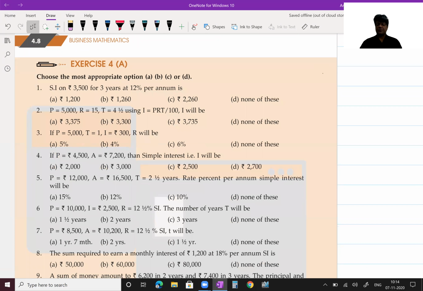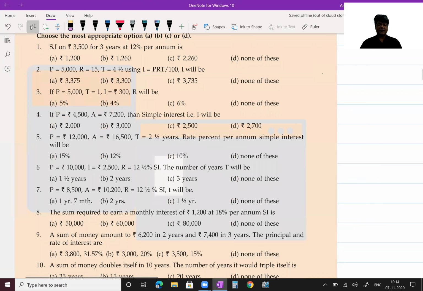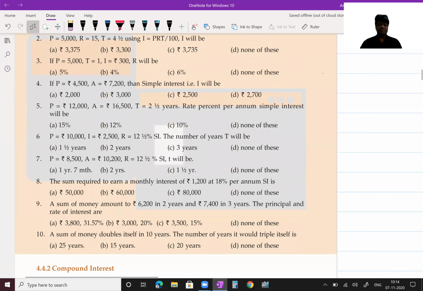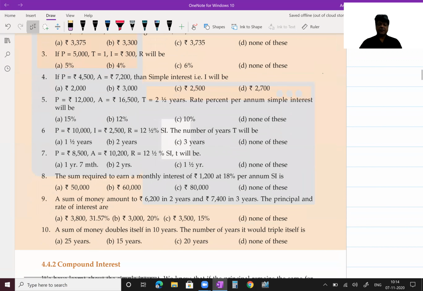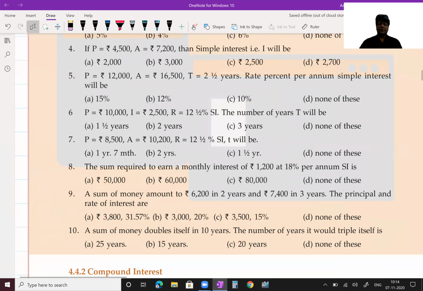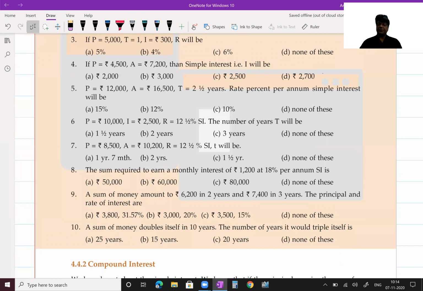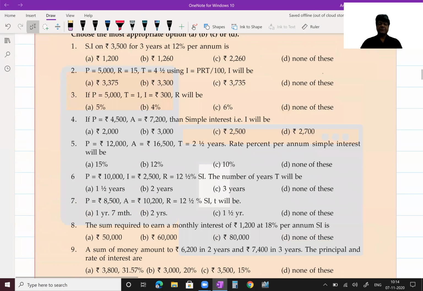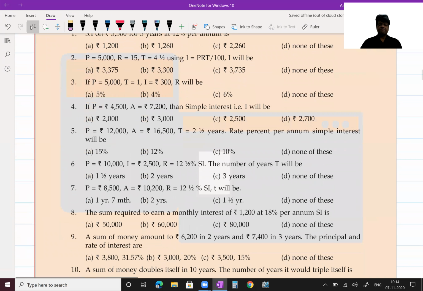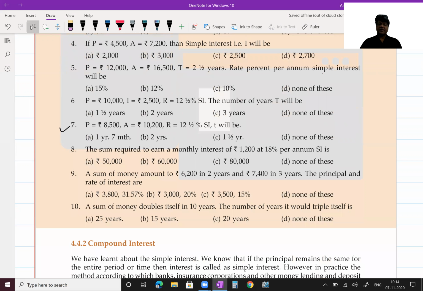Exercise for it, all these questions are based on simple interest, guys. Beginning chapters, beginning questions, very easy. I can include these three questions, looking to be a little bit good ones. Question number 7, 8, some required. There are question numbers 9, 10. These three questions I would like to cover, guys.